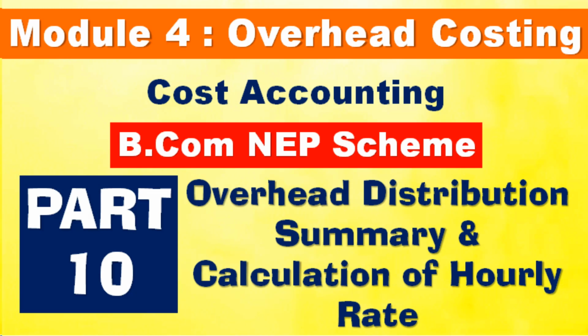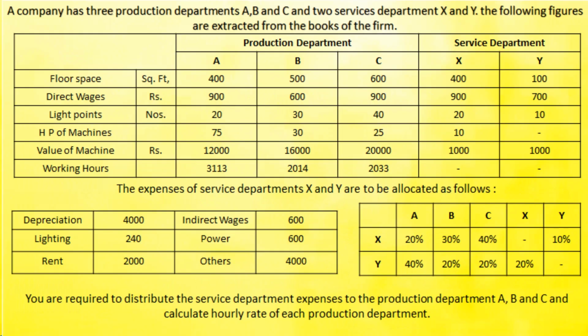In today's video, let us solve one more problem which they might ask for 12 mark or 14 mark. A company has three production departments A, B and C and two service departments, X and Y. The following figures are extracted from the books of the firm. So in a company there are three production departments, A, B and C. Next, there are two service departments, X and Y. So this much is there in a company.